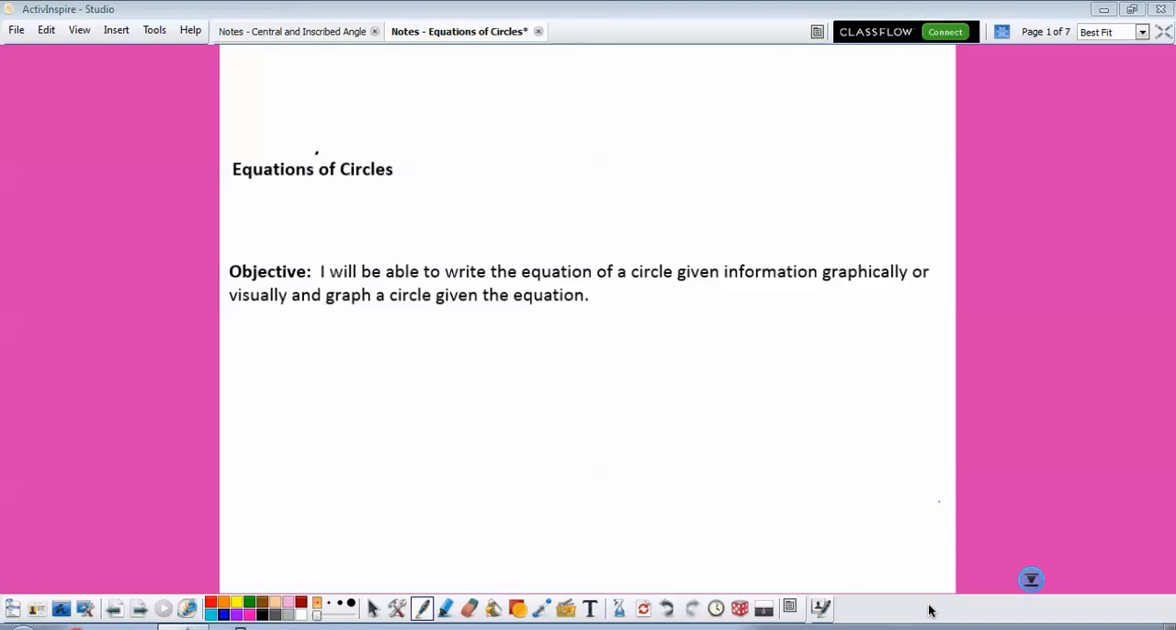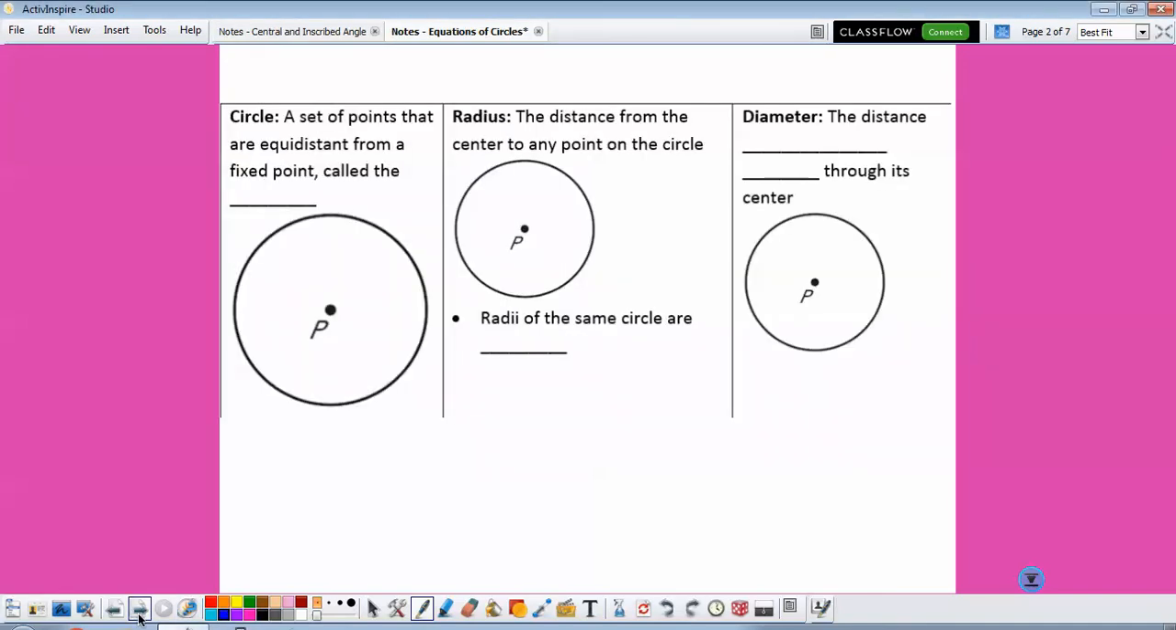Alright, today we're going to be learning about equations of circles. We will be able to write the equation of a circle given information graphically or visually, and graph a circle given the equation. So, some vocabulary.